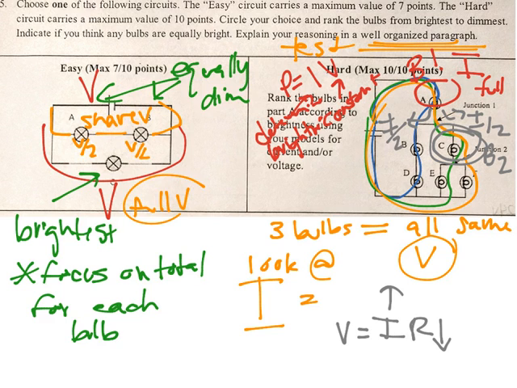Alright, then you can look at B and D would be the next brightest, and then E and F, because E and F get about half the current, a little over, but then it has to split again. So they're probably at best going to get about 1/4 of the current. So this is really, really low. These are going to be by far the dimmest.